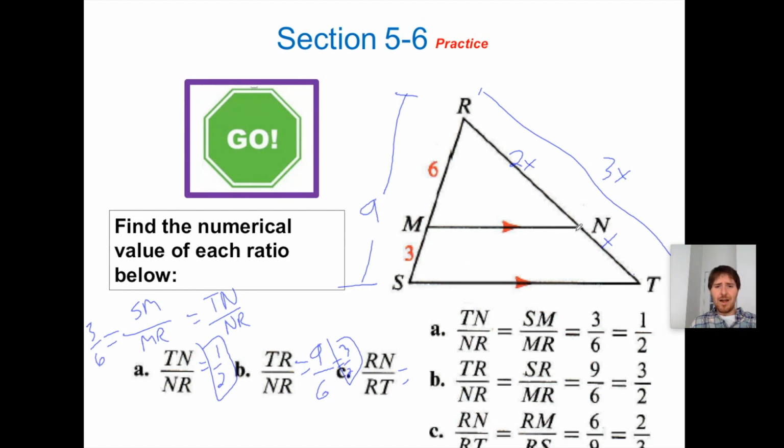So now we have to do Rn over Rt. So whole right over top right is going to be the same as top left, 6, over whole left, which is 9. 6 to 9 is in a 2 to 3 ratio. These are both divisible by 3. We get 2 over 3.